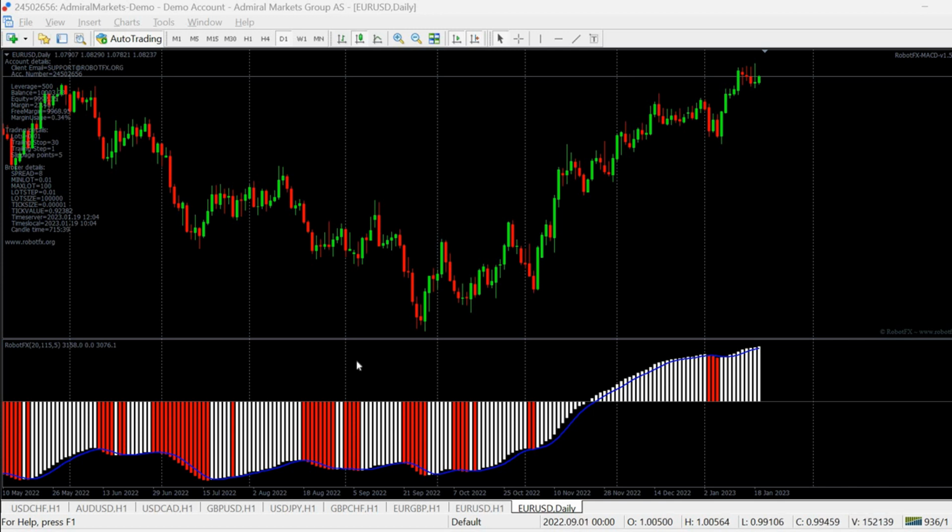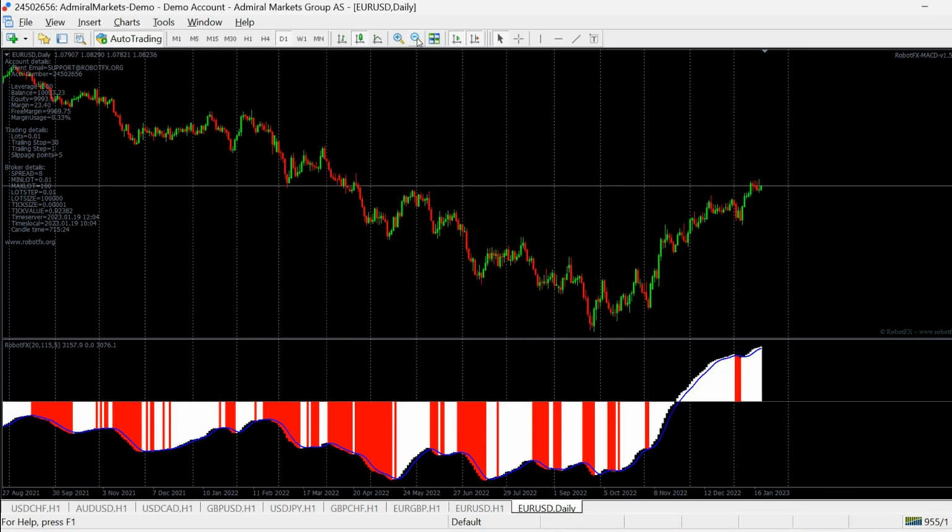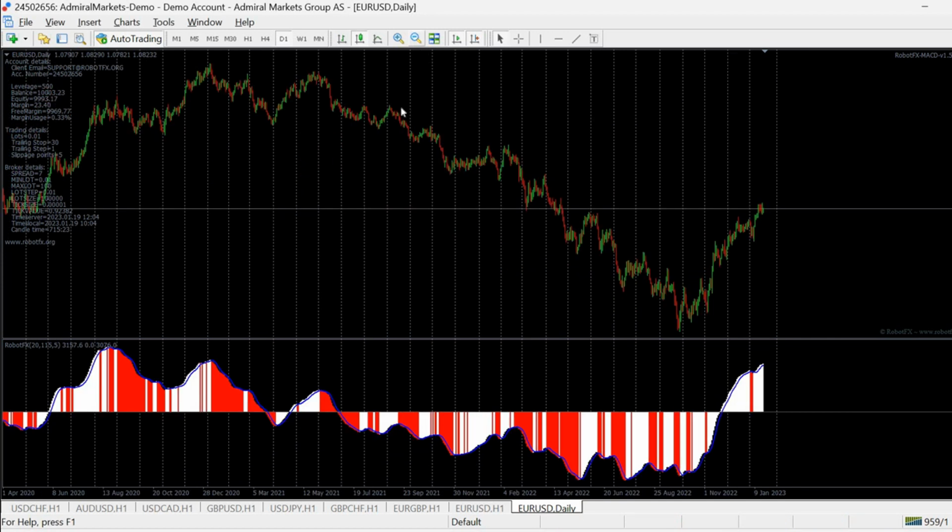It's not the official MACD indicator that comes with MetaTrader, but a RobotFX indicator. The only difference is that the candles can be colored for uptrend and downtrend candles. But we will not focus on that right now. Let's see by zooming the chart how the trend looks.